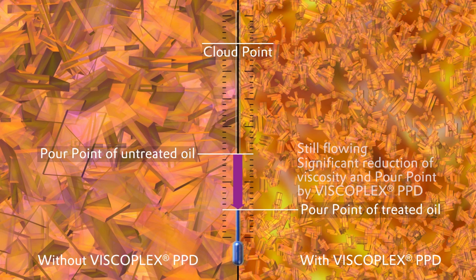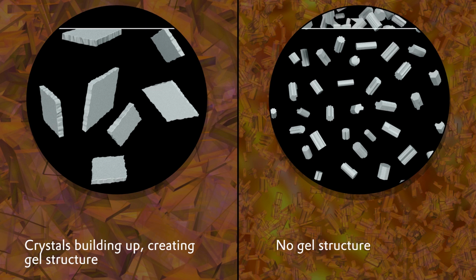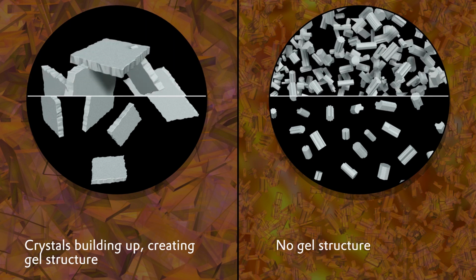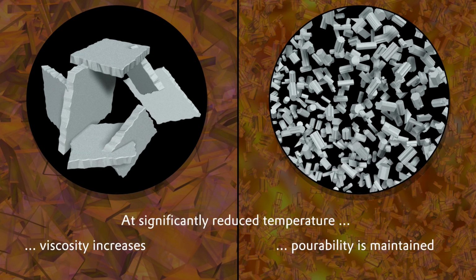Let's have a closer look through the microscope. Once an oil has reached its cloud point, wax molecules first form needle-like crystals, then grow into plate-shaped structures. And if temperature is decreased sufficiently, the plates will further develop to form a gel-like network structure. The oil ceases to flow in this gel-like state, and viscosity increases significantly.